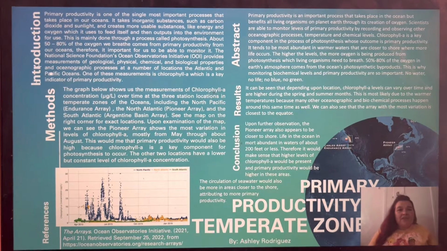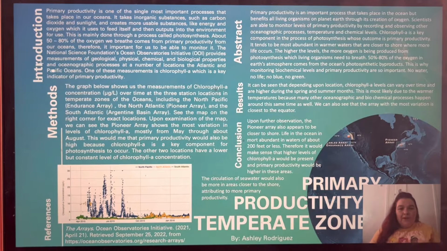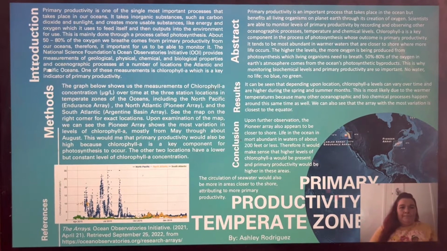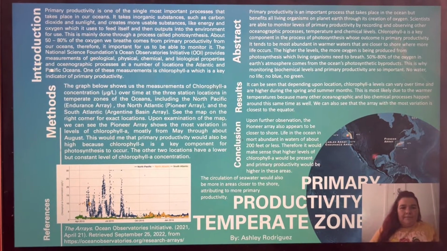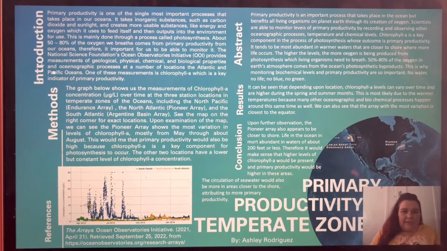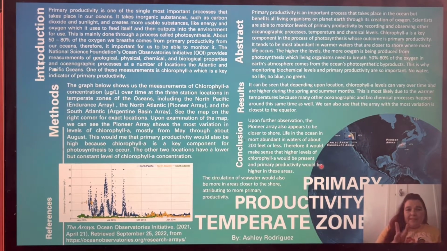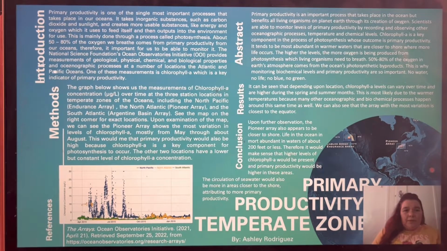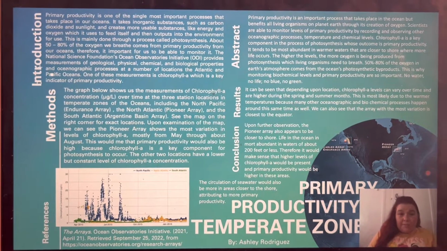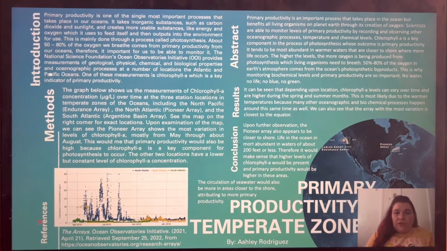The OOA has actually come up with a device called an array, which monitors different levels of chemical and physical conditions, all kinds of different things, right? So far we actually have 3 placed in the temperate zones, which is the North Pacific, the Endurance Array. We have the North Atlantic, which is the Pioneer Array, and the South Atlantic, which is the Argentine Basin Array.